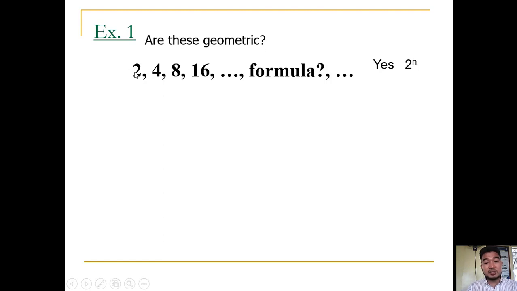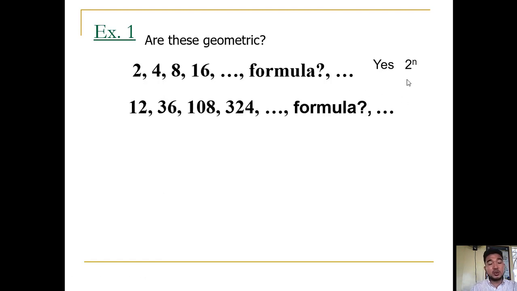So the first term is 2, so 2 raised to 1 is 2. The second term is 4, since 2 raised to 2 is equal to 4. Then 2 raised to 3 is equal to 8. Then 2 raised to 4 is equal to 16. So this is an example of geometric sequence, yes.